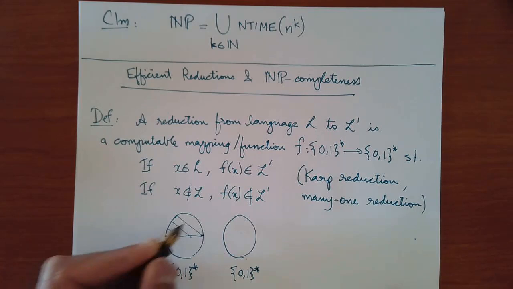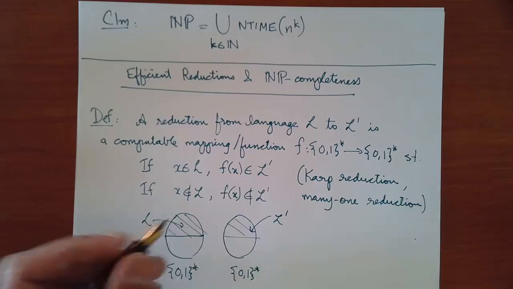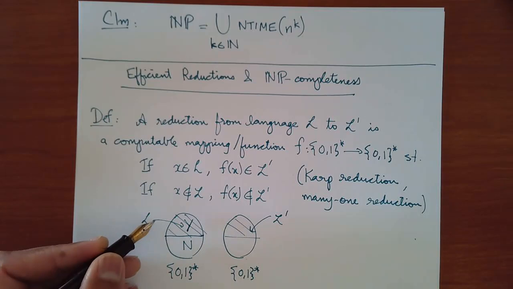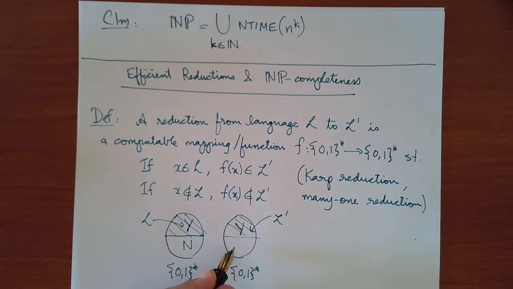I think of this set here as L prime, a set of strings. What is often also used is to call this a yes instance and a no instance. This string is in the language, and this string is not in the language. Strings in this region are in L, and the strings over here are not in L prime. So a reduction maps the shaded region to the shaded region and the unshaded region to the unshaded region.